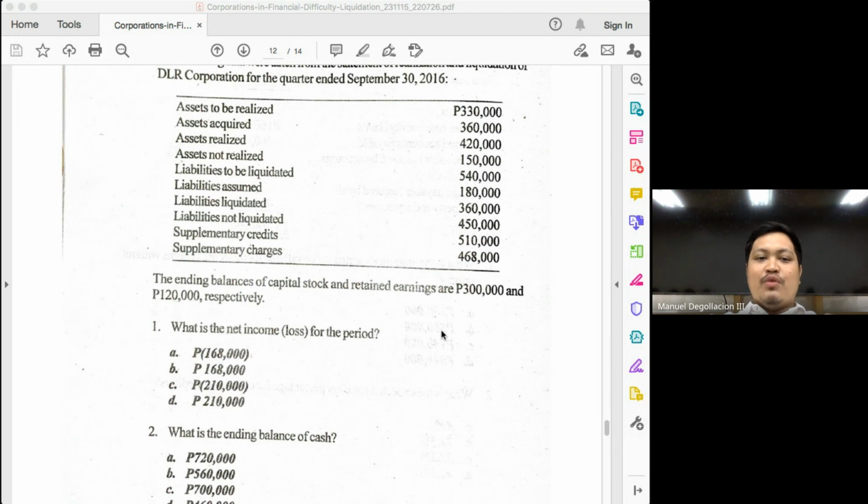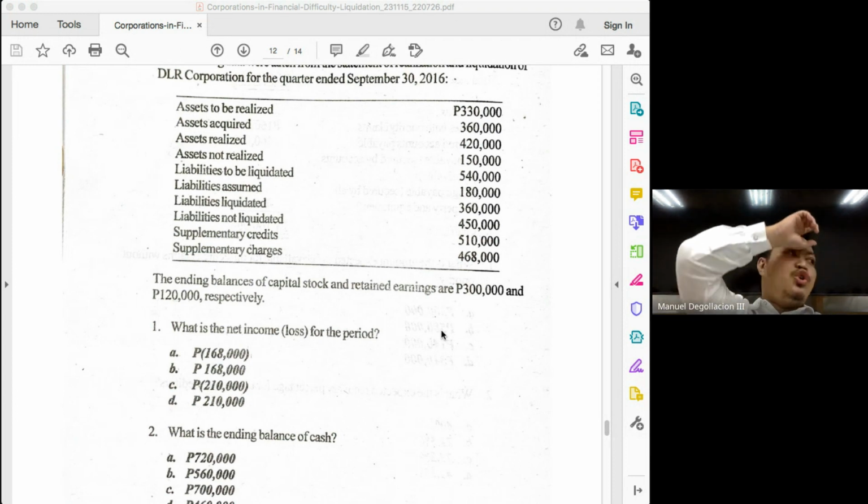450 plus 420 will give you how much? 870. And then, how much was on the other side of the accounting equation? 150. So that means the balancing figure there, class, would be your cash.